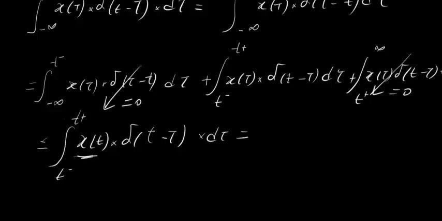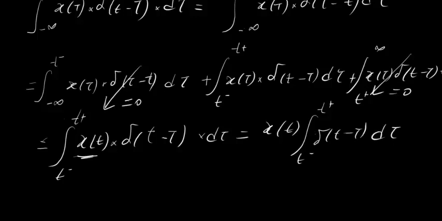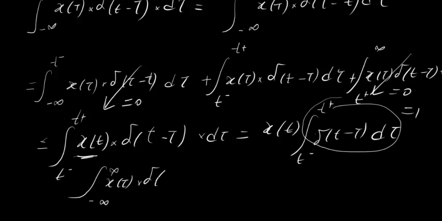Now, this doesn't depend upon the dummy variable tau, so we can take it out of the integral. So I get x of t times the integral, to the left of t to the right of t, of delta of t minus tau d tau. And by definition, this integral equals 1. So that long integral from minus infinity to plus infinity of x of tau delta of t minus tau, or tau minus t, again this doesn't really matter since it is an even function, is simply x of t times 1, which is simply x of t.